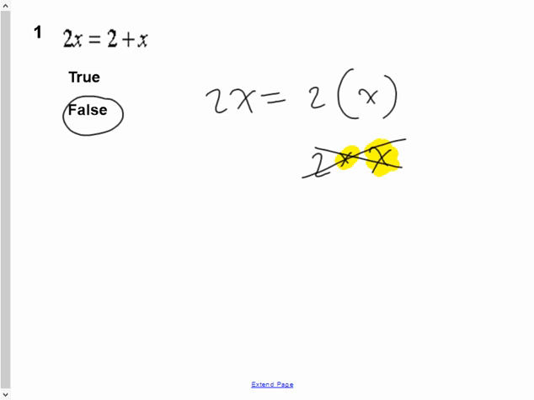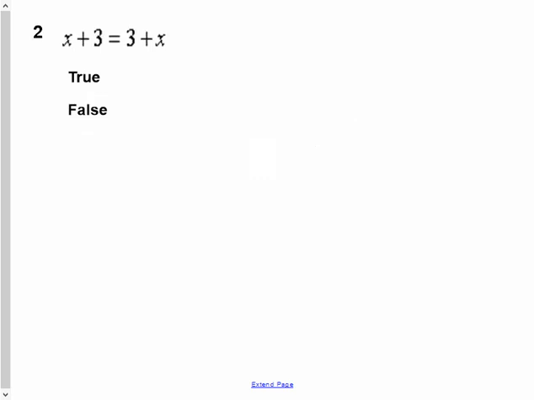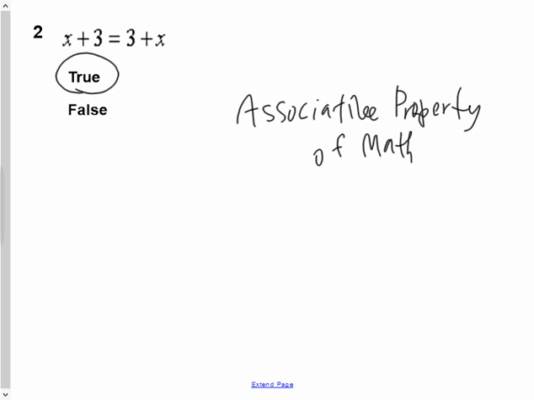Or, since it's a coefficient of 2 and a variable of x, we always put the variable second, and your coefficient of 2 first. Your second question says x plus 3 is the same thing as 3 plus x, and the answer for that is true. And if you look down at my wall here underneath my board, I've written down the associative property of math. Pardon my handwriting.